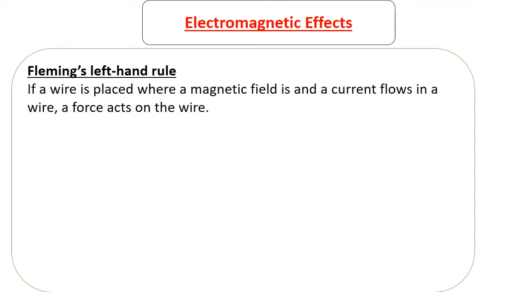So, if a wire is placed where a magnetic field is and a current flows in the wire, a force acts on the wire. You get a wire, you put it near a magnet. Remember, near a magnet there is a magnetic field. And if there is a current or electricity passing through that wire, then that wire is going to be pushed in a certain direction. So that's what electromagnetic effect is all about, the interaction between electricity and magnetism, which brings about these forces that end up pushing a wire in a certain direction.